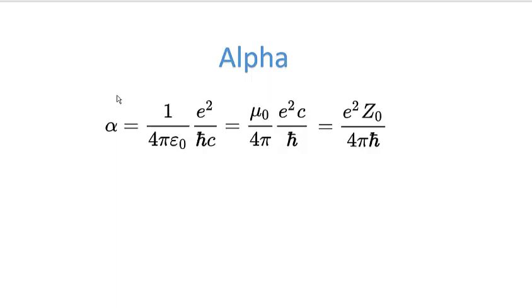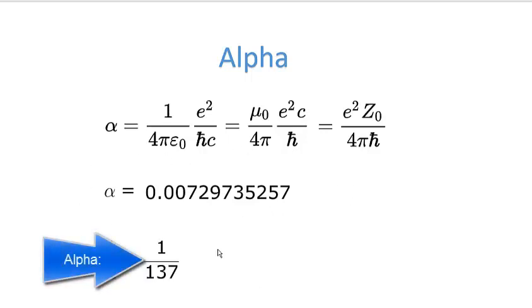So here you can see the simplified code for alpha, the fine structure constant. This term here is written in terms of the permittivity of free space. This term here is written in terms of the permeability of free space. And this term here is written in terms of the impedance of free space. And so the numerical value of the fine structure constant is this, which is approximately equal to 1/137.